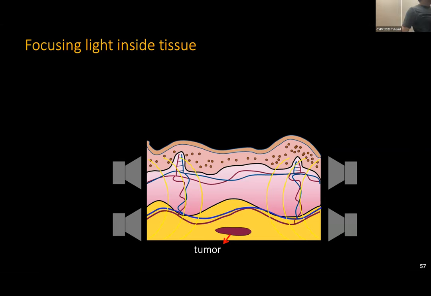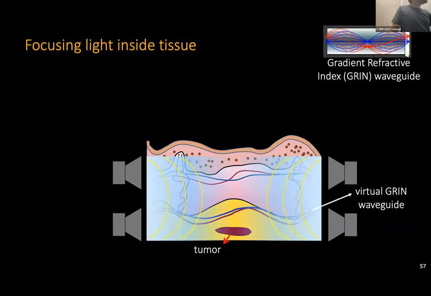So we use an ultrasonic array to create a stationary pattern and convert this scattering tissue into a lens, or a waveguide. For those of you who are familiar with graded-index waveguides, the profile that we created was similar to a graded-index waveguide.